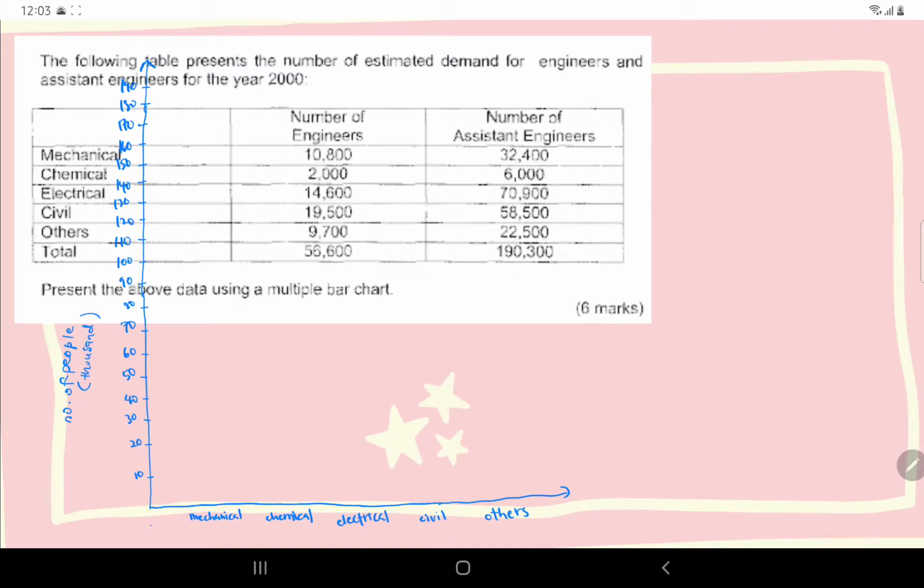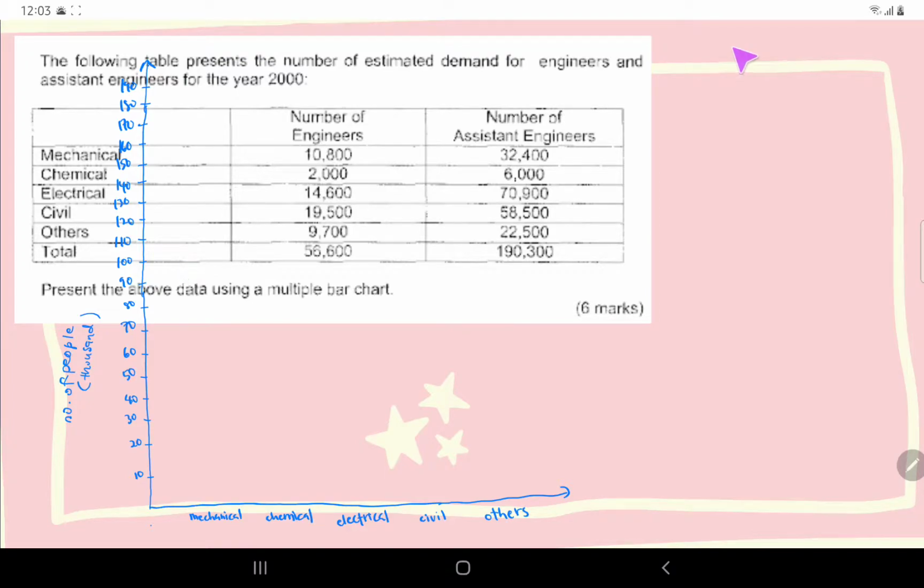Next step is we need to construct a rectangle, or the bar, over each category with the height of the rectangle equal to the number of people in that category. So the base of each rectangle should be of the same width. So here, for the category of mechanical, the number of engineers is 10,800. So it is here.